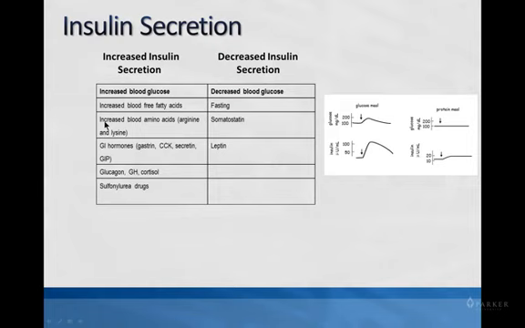We mentioned about some of the amino acids when you have protein meal. Some are more potent than others. You need that for normal growth. Okay, if you look at these other hormones that affect insulin secretion, I want to emphasize these two here.